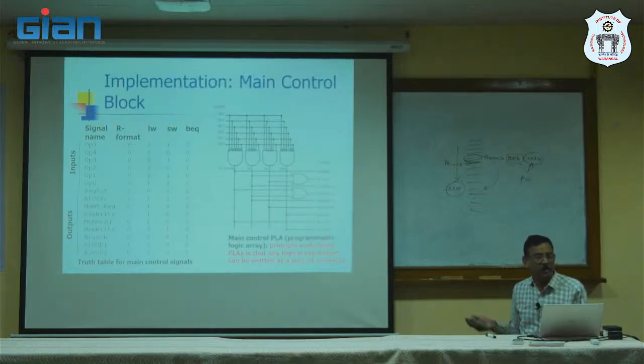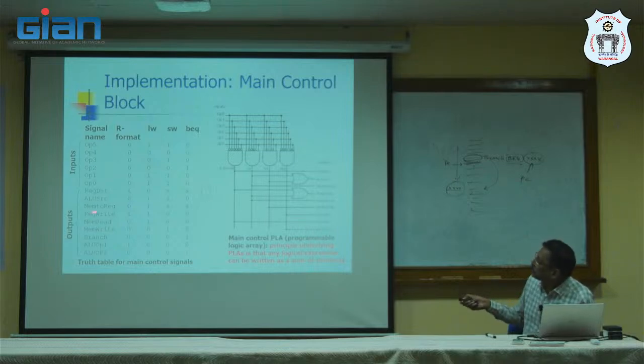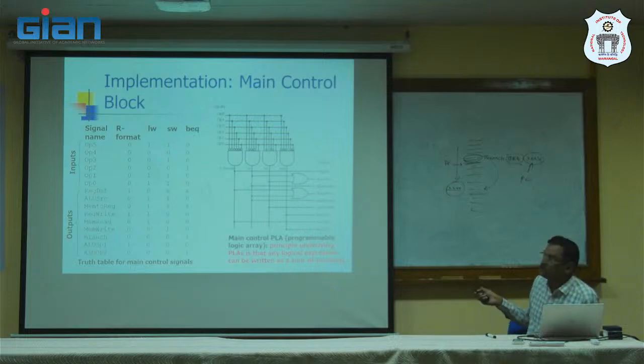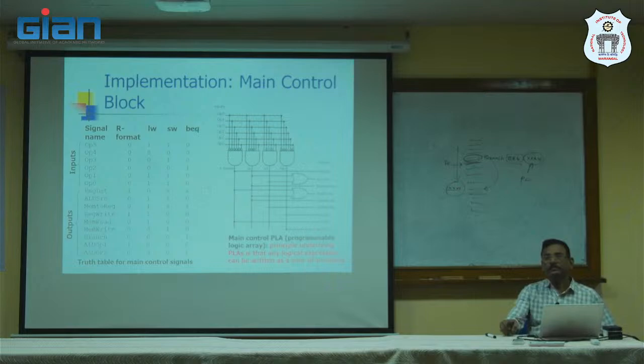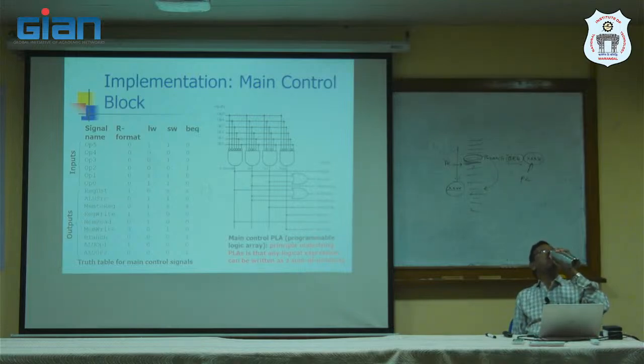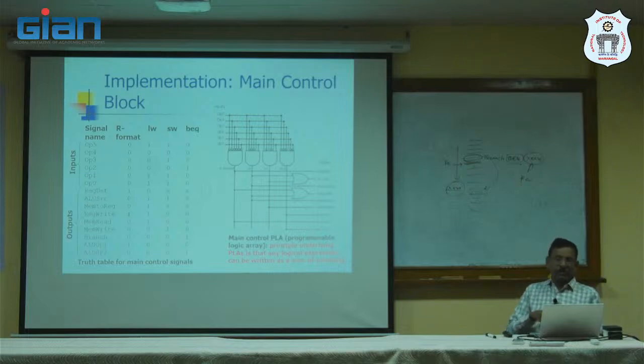Okay. This is the main controller. These are all inputs. These are the outputs from the truth table. From that you can develop this simple logic controller. Okay. Any questions here? Any doubts? Any questions? Simple Boolean equations only. You can try and you will get a gate.